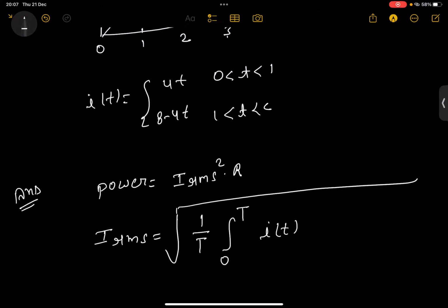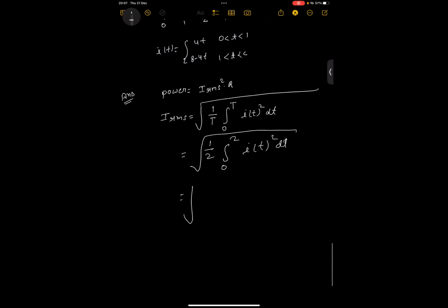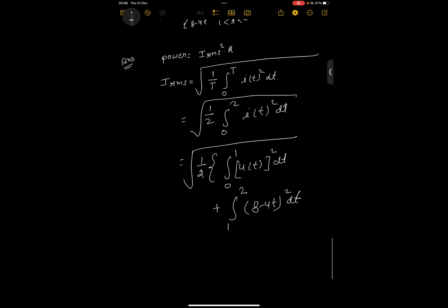Here you know the time interval T is equal to 2. So this will become under root 1 by 2, integral 0 to 1 of (4t) square dt plus integral 1 to 2 of (8 minus 4t) square dt. When you solve this one, you get root of 16 by 3.